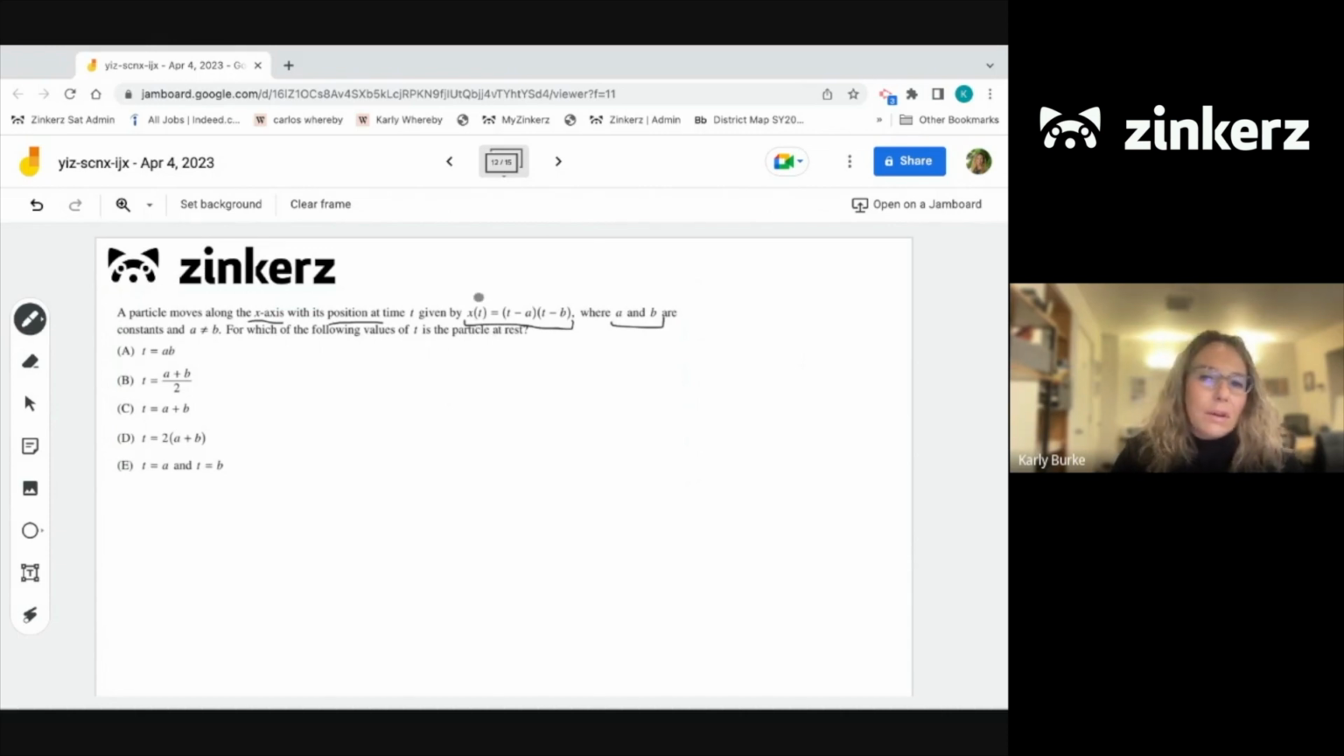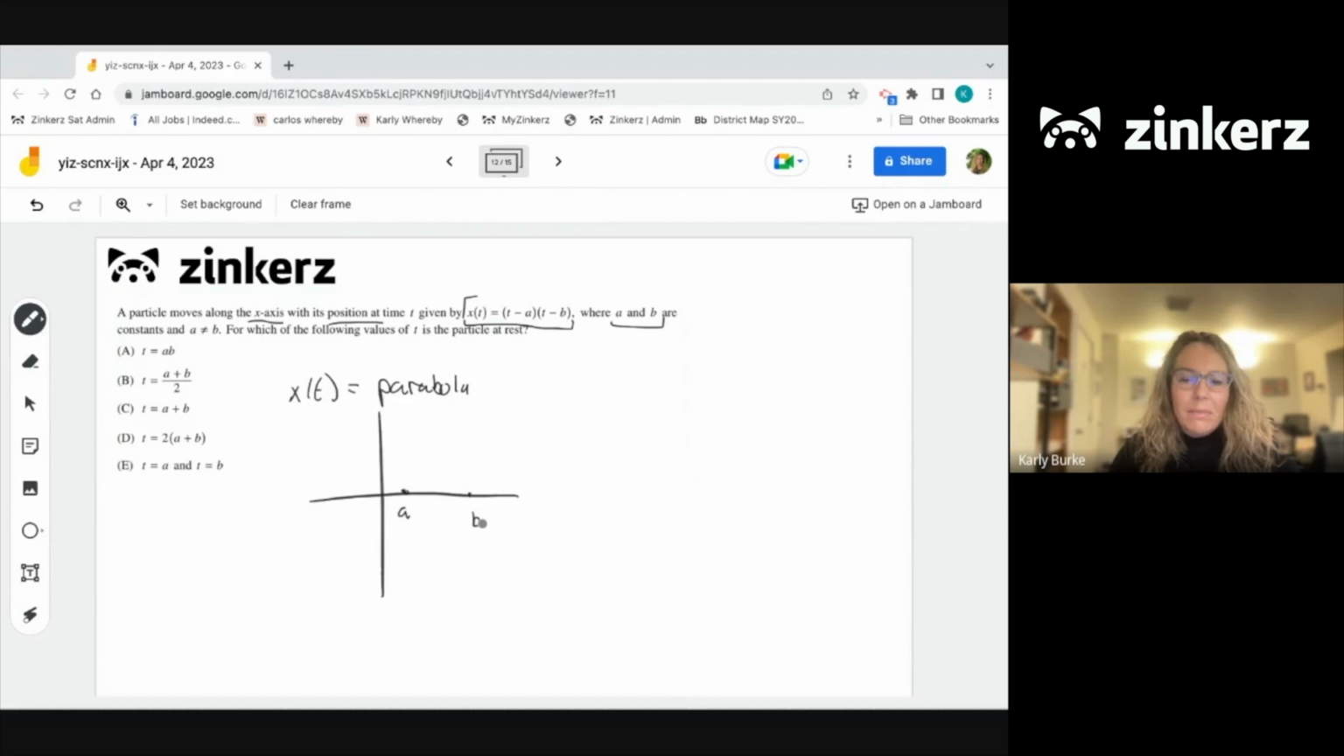Well, if you know quadratics, you know that this is actually a parabola. And if I just graph what this is going to look like, I don't know where a and b are, but I'm just going to call them a and b. It doesn't really matter. And if I were to expand this out, this would have a positive leading coefficient. So that means it would open up. So if I'm taking a look at this, where is it going to be at rest? It's going to be at rest here at the vertex.